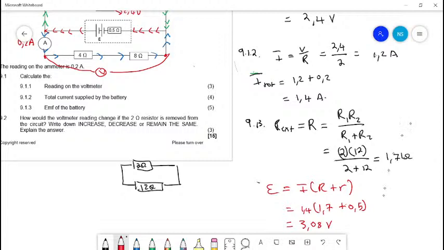So let's go to question 9.2. In question 9.2, they're asking us how will the voltmeter reading change if the 2 ohm resistor is removed from the circuit. Write down increase, decrease, or remain the same.